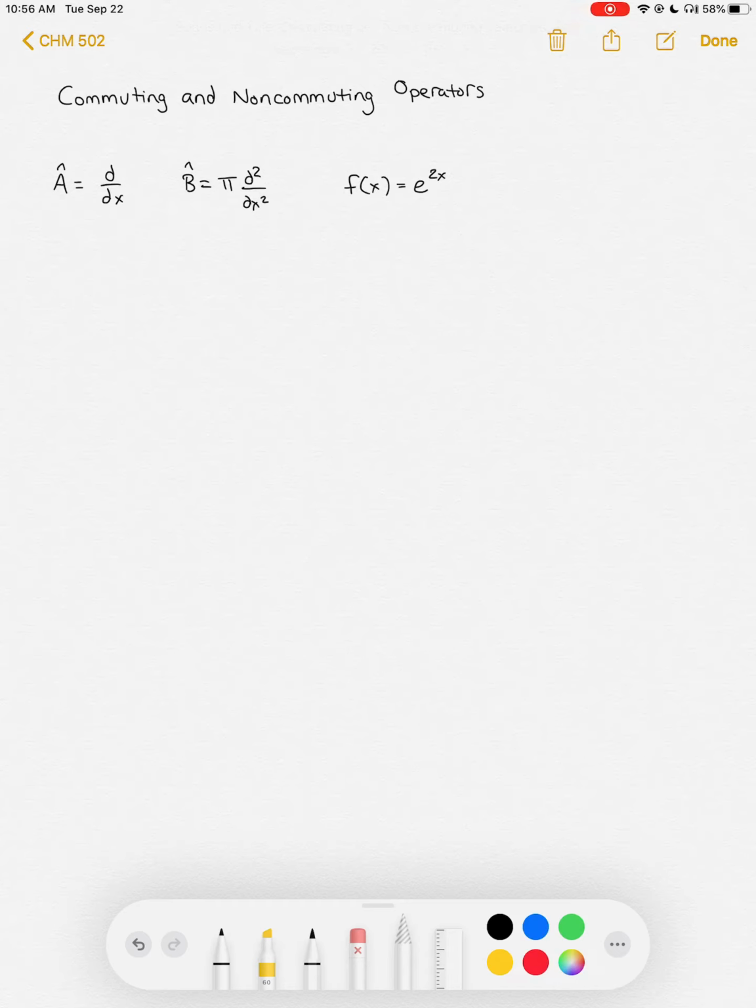In this video, we're going to review the ideas of commuting and non-commuting operators. And this whole idea for quantum mechanics is trying to address the question of which observables can we know simultaneously. So in quantum mechanics, unlike classical mechanics, we can't actually know everything about an object at once. And that's because these objects aren't particles.